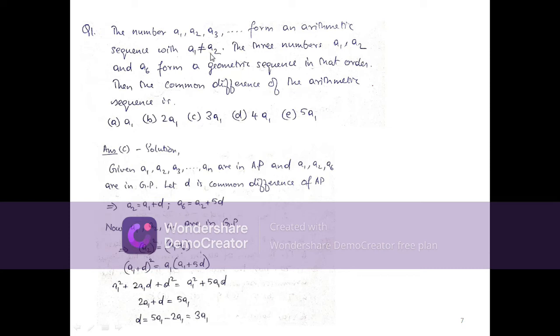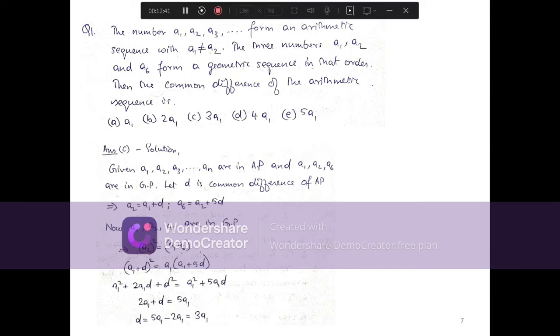Okay. Since d is the common difference of the arithmetic progression, and a1, a2, a6 form the geometric sequence, let a2 equal a1 plus d, where d is the common difference, and a6 equal a1 plus 5d. It is not a2 plus 5d, it is a1 plus 5d. Okay, a1 plus 5d.